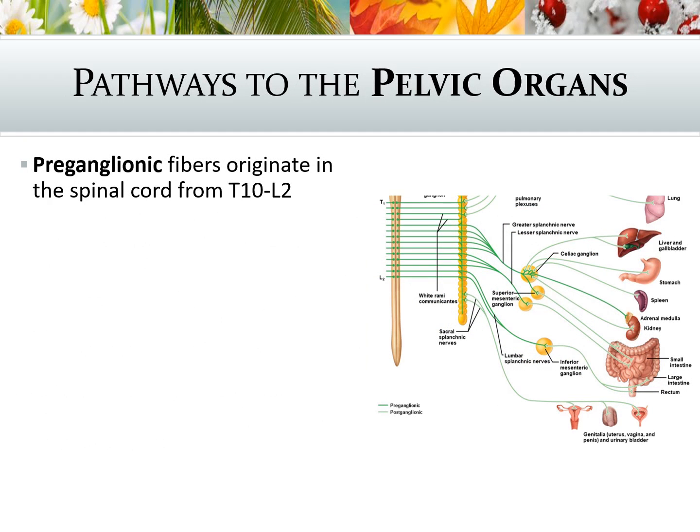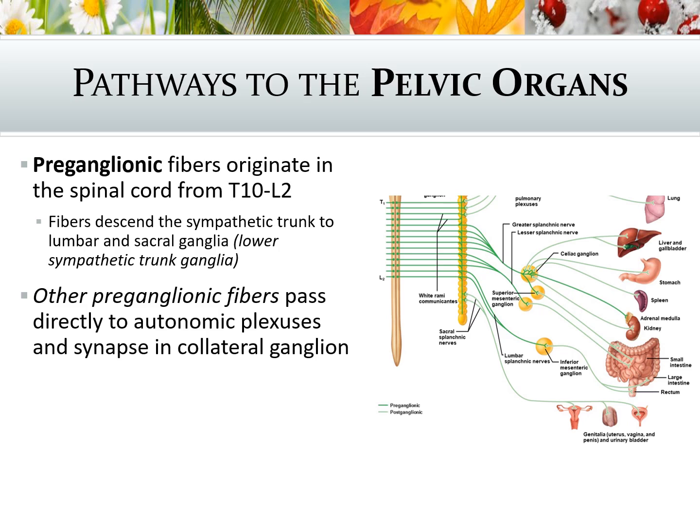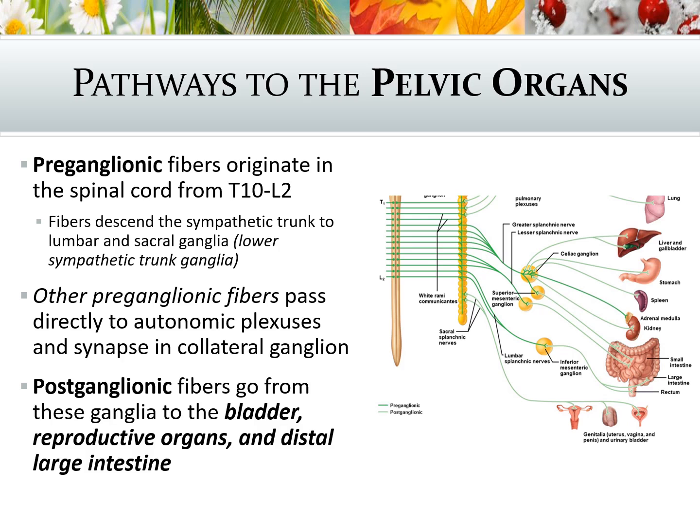So when we're talking about the pelvic organs, we have a couple different options. Some of the preganglionic fibers are going to descend that sympathetic trunk to some lower sympathetic trunk ganglion, but others are just going to bypass the chain ganglia altogether and go out to those collateral ganglia. So we do have some collateral ganglia still within the pelvic region. So then all those postganglionic fibers are going to go to the bladder, reproductive organs, and large intestine.